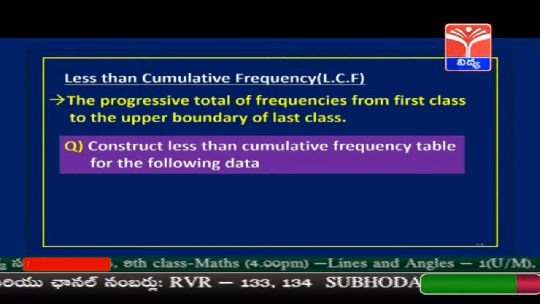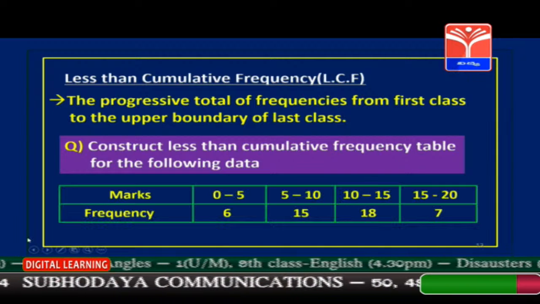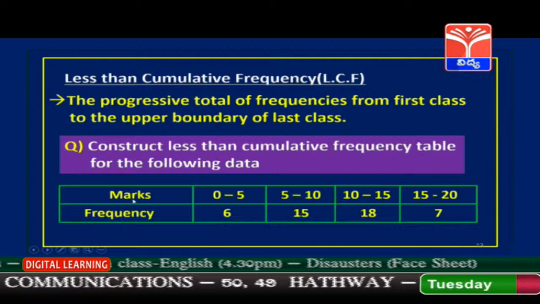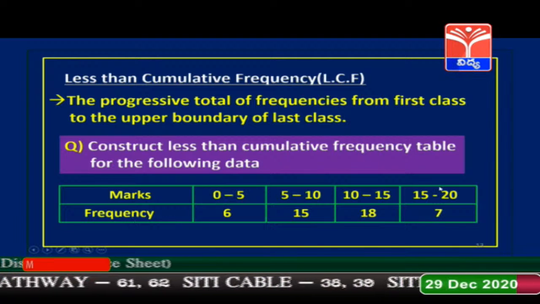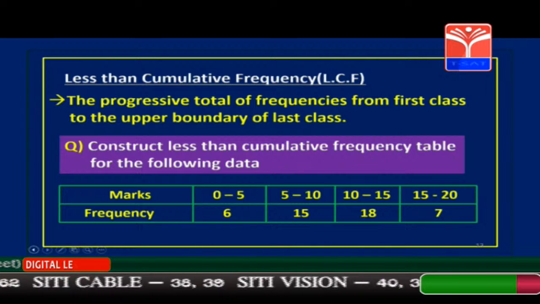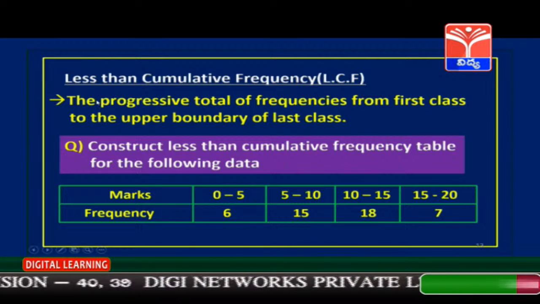Now children, I am taking a question here. Construct less than cumulative frequency table for the following data. What is the data here? Yes, this is marks, these are frequencies. Now we have here 4 classes and we have 4 frequencies. Now what we have to do here? We have to prepare less than cumulative frequency distribution.